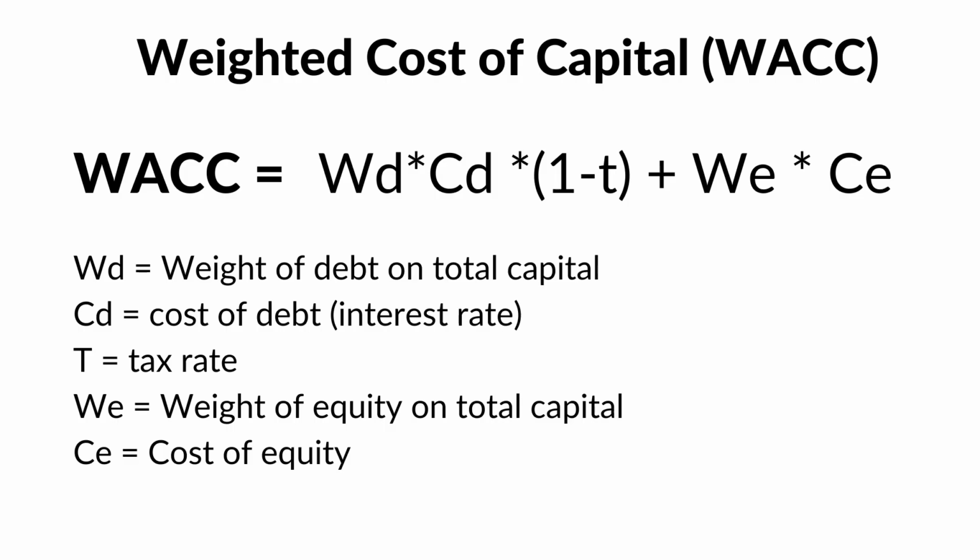First, the formula to calculate the weighted average cost of capital. You can see it on the screen here. So WD is the weight of debt on total capital. CD is the cost of debt, so the interest rate. T is the tax rate, because there is a tax deduction on cost of debt. I will get back to that later. WE is the weight of equity on total capital. And CE is the cost of equity.